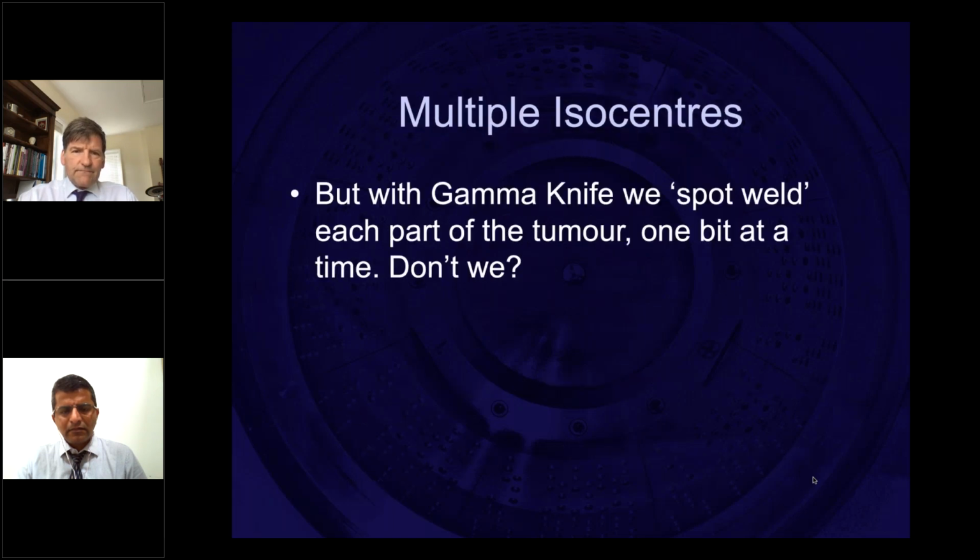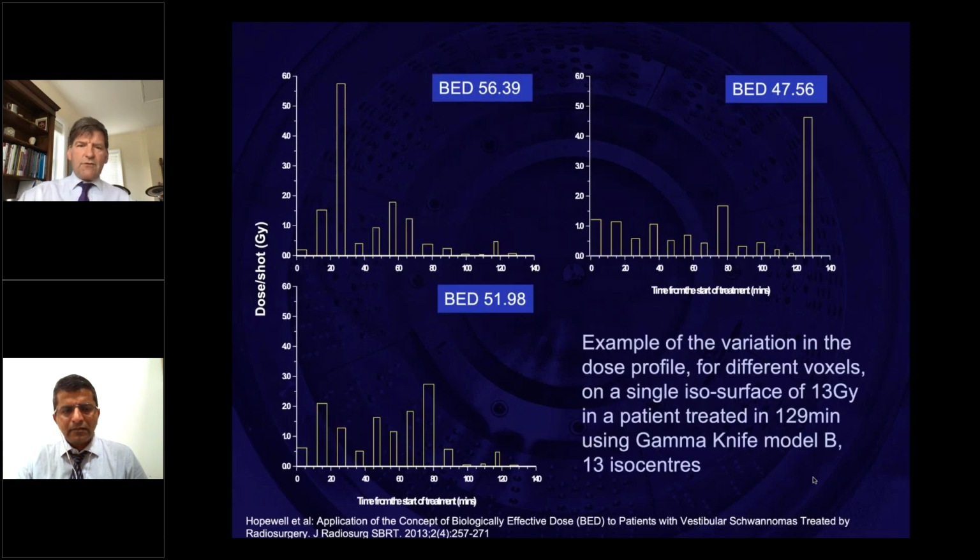Some people say that with Gamma Knife, we spot weld each part of the tumor one bit at a time. But I think if I show you the charts here, I will hopefully convince you that that's not the case. These are the dose profiles with treatment time. This is a treatment that took just over 2 hours to deliver on an old Gamma Knife Model B, so there was around a 6-minute gap between each of the individual isocenters.